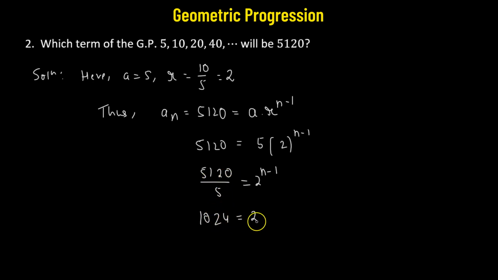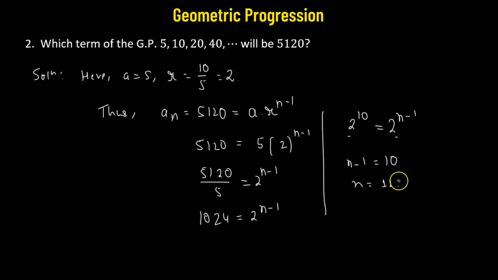5120 divided by 5 is 1024. This equals 2 raised to the power of n minus 1. Now we know that 2 raised to the power of 10 is 1024. So 2 raised to the power of 10 equals 2 raised to the power of n minus 1. Since the bases are exactly the same, we can equate the powers. So n minus 1 will be equal to 10. That means the 11th term of the given geometric progression is going to have a value of 5120. Let's move on to the third problem.